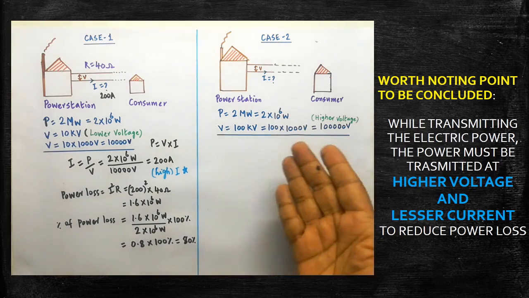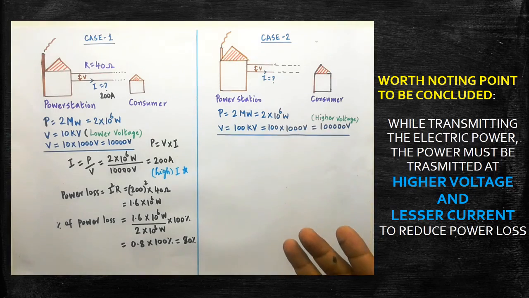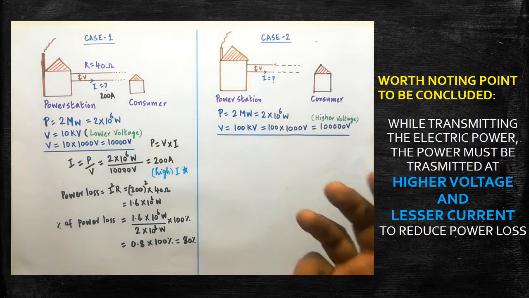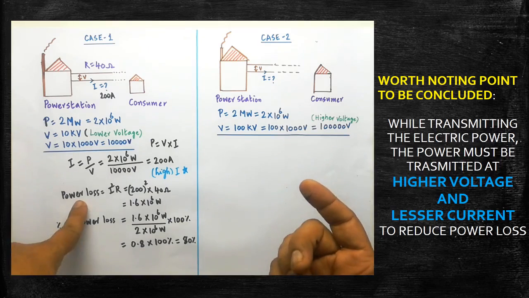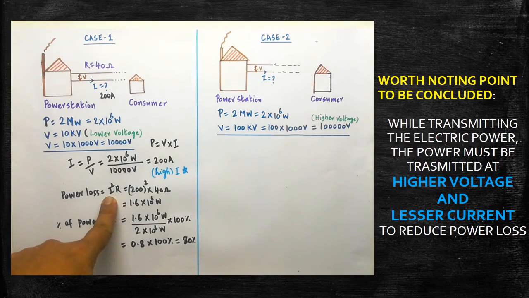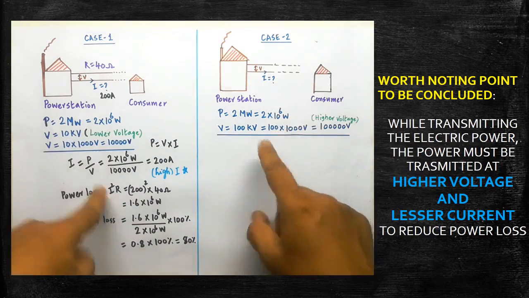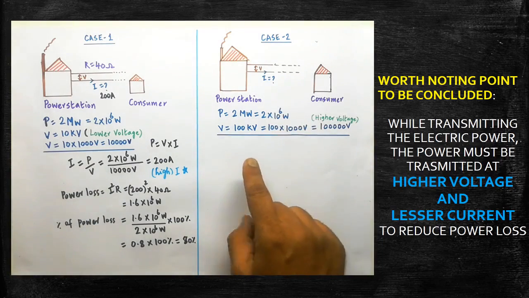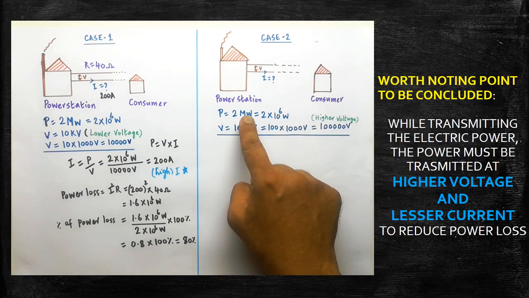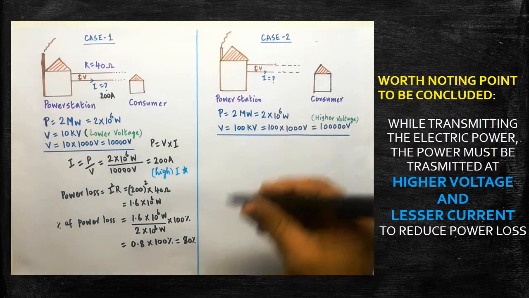So next we have to go for the second option. Explicitly it is seen that to reduce the power loss, the strength of the current must be reduced. For that we have to follow some other method. Look at case 2. In case 2, the same amount of power is transmitted through the wire.